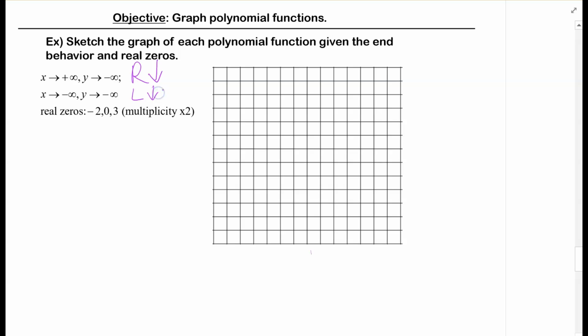also going downwards, okay? My real zeros, notice I do have multiplicity this time. The multiplicity is for the 3. So I have -2 and 0 have no multiplicity.